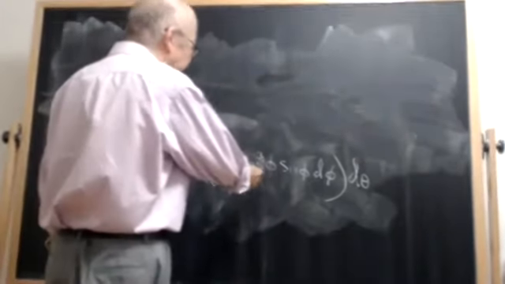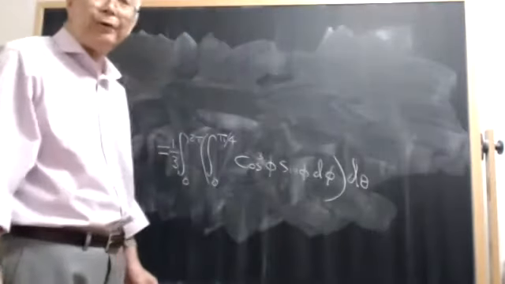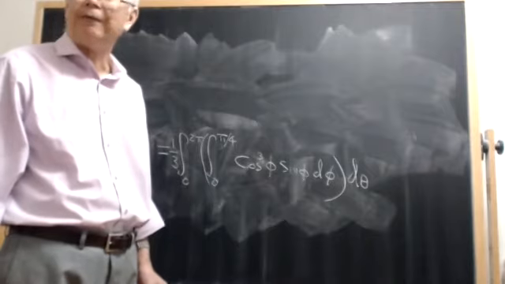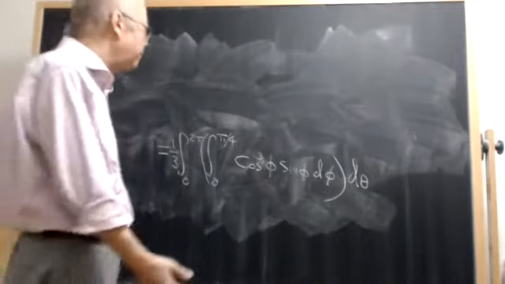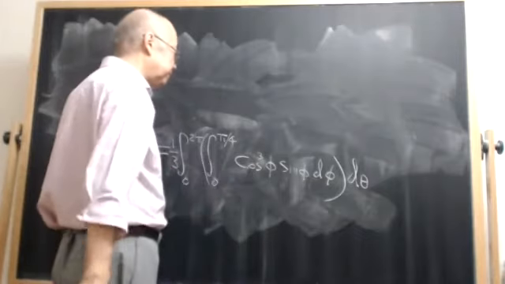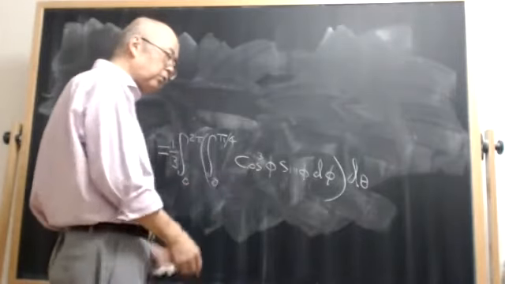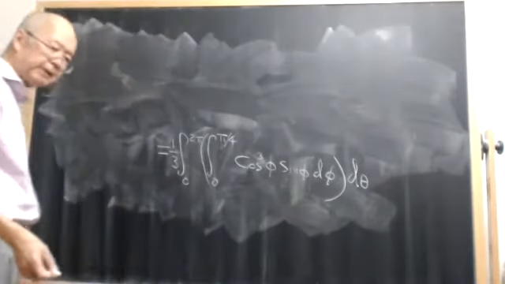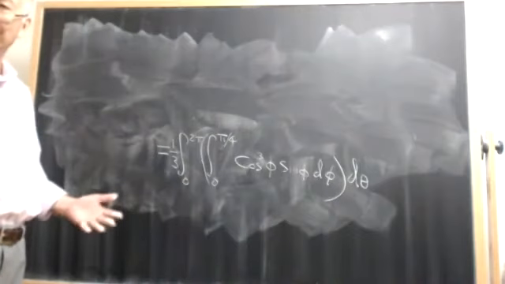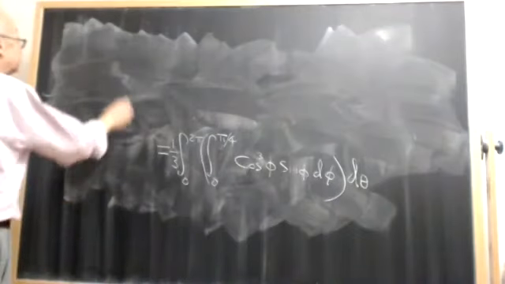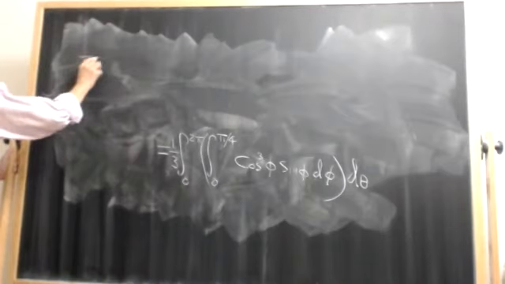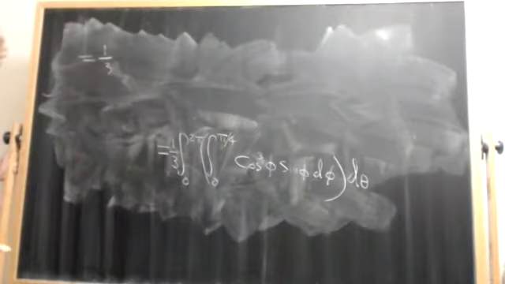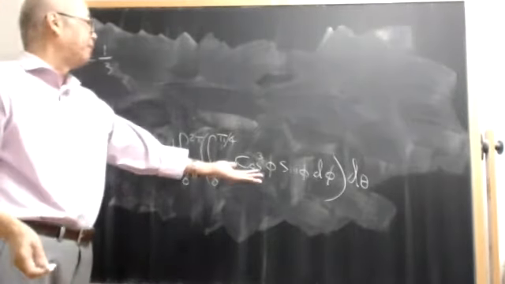Now, how to integrate this? Again, you can do this by inspection. If you cannot, then you can make a substitution by putting u equal to cosine phi. But I won't bother to do this now because this is basically first year calculus. So it's 1/3.